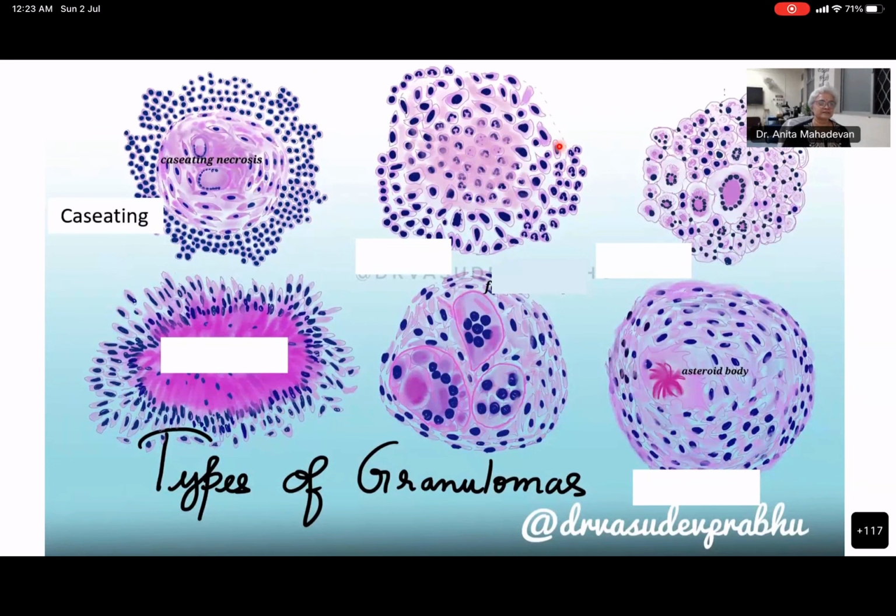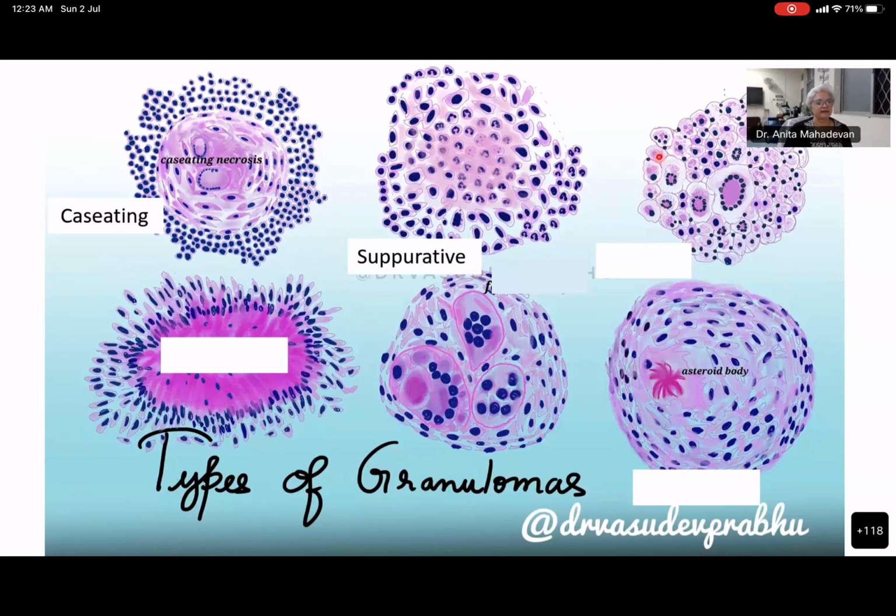Anything on chat? Liquefactive in chat. Liquefactive is a type of necrosis. What we are talking about is not the necrosis, but within this beautiful granuloma, you are seeing polymorphs in the center. So give it a name. You can make up a name. I see in chat, polymorphs, suppurative. Suppurative granuloma. Excellent. So this is a suppurative granuloma. It's important for you to identify these because each of them is going to give you a clue as to the pathogen. Correct?